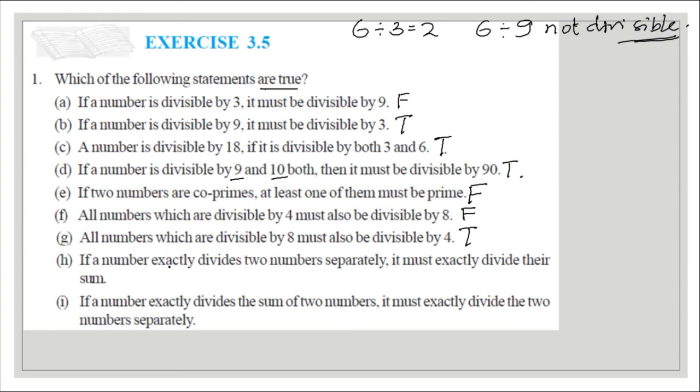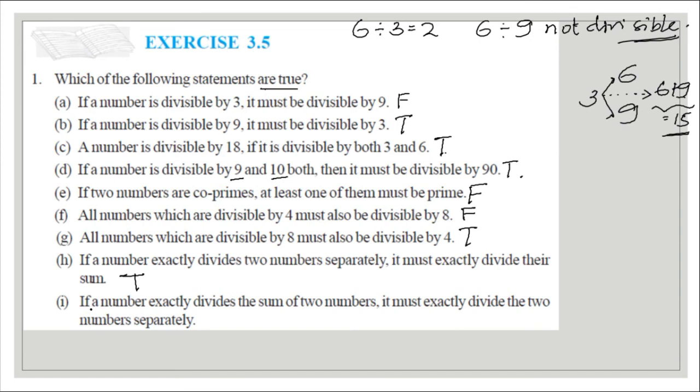If a number exactly divides two numbers separately, it must exactly divide their sum. This is also a true statement. If a number exactly divides two numbers, say for example 3 divides 6 and 9, 3 also divides 6 plus 9. 3 divides 6 and 9. 3 also divides their sum 6 plus 9, which is 15. This statement is true for all the numbers, right?